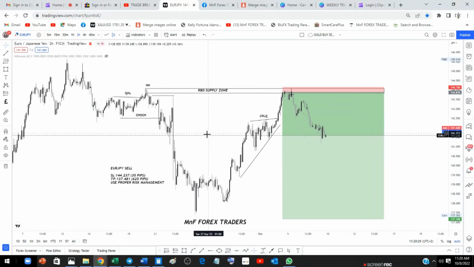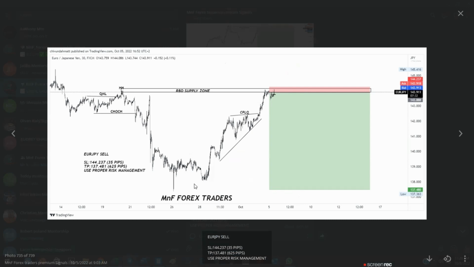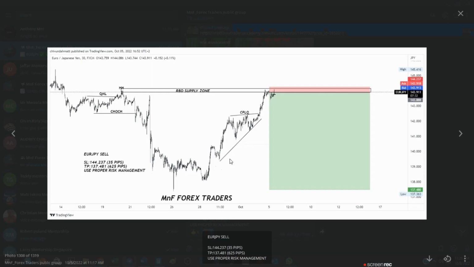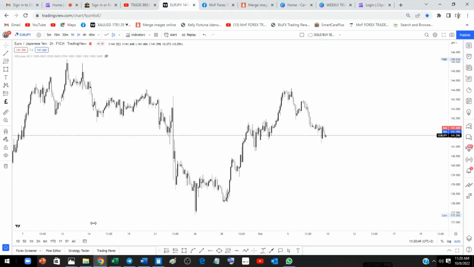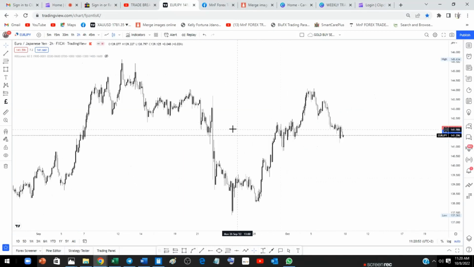I'm going to go ahead and delete everything on the chart right now. You can clearly see here that this trade was shared with both our private community right here and our public community right here. It was an absolutely amazing trade, right? Let me just show you the breakdown and everything else. So this is what happened last week.